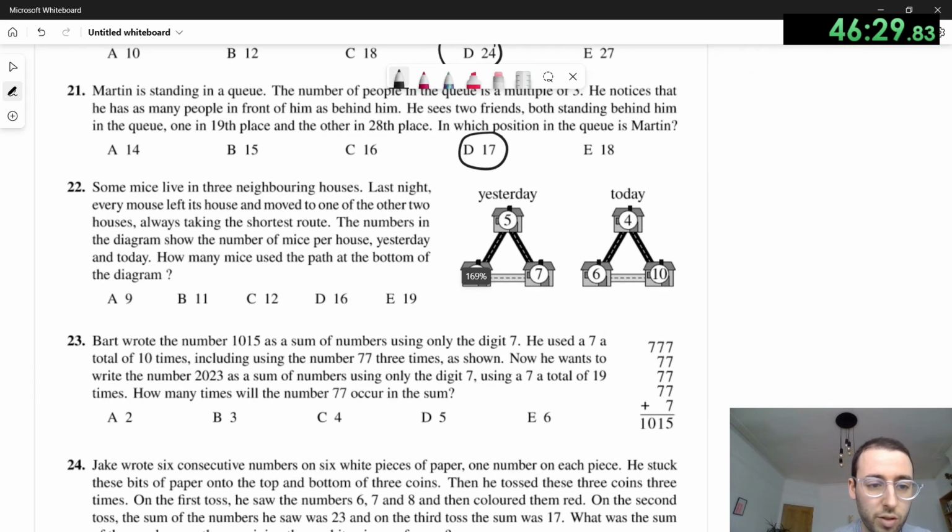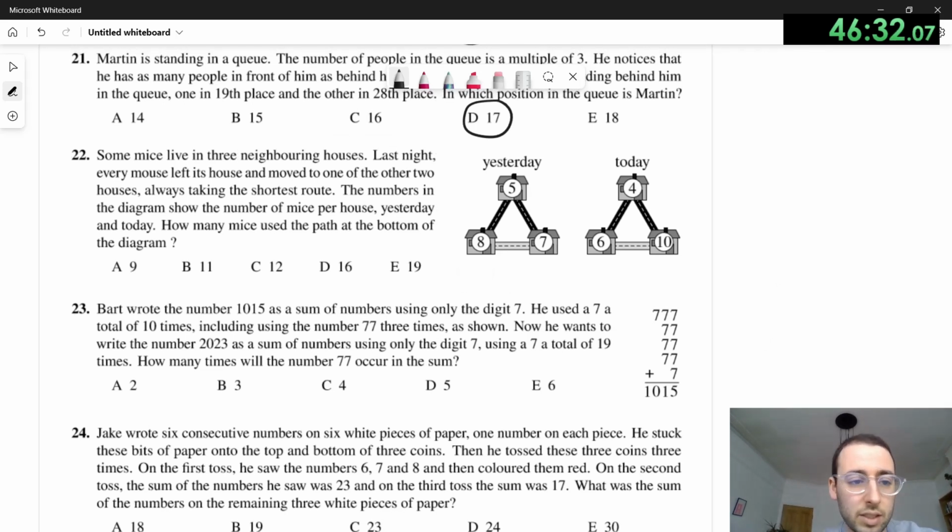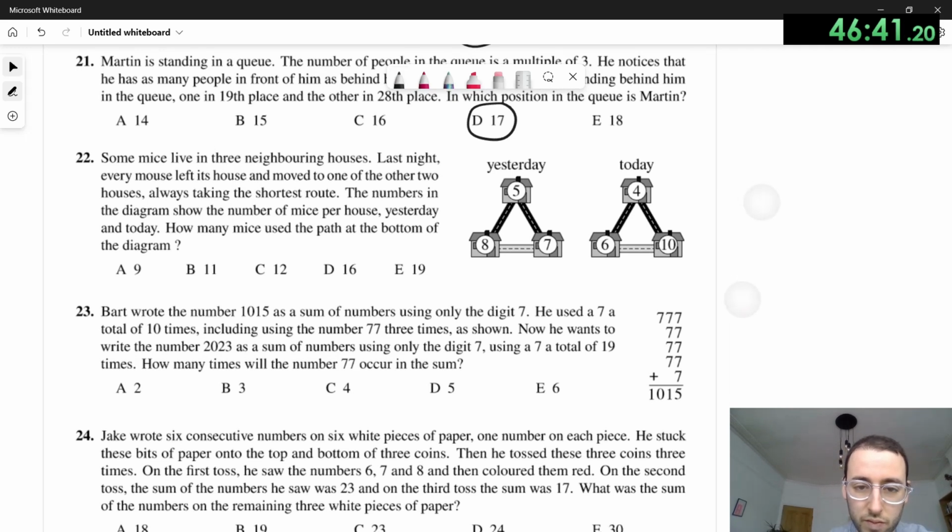We got 40 minutes to do 3 questions on the ones before. Some mice living in neighbouring houses. Last night, every mouse left house moved to one of the 2 houses, always in the street. Okay, so this guy went here. Minus 1 to get to, and then I have 9, and then I need to lose 3. Wait, what? So if I lose 1 here, then this becomes 9, and then I lose 3 and this becomes 10. What?